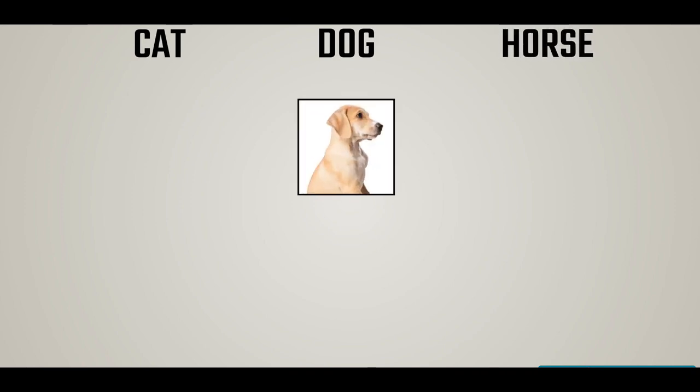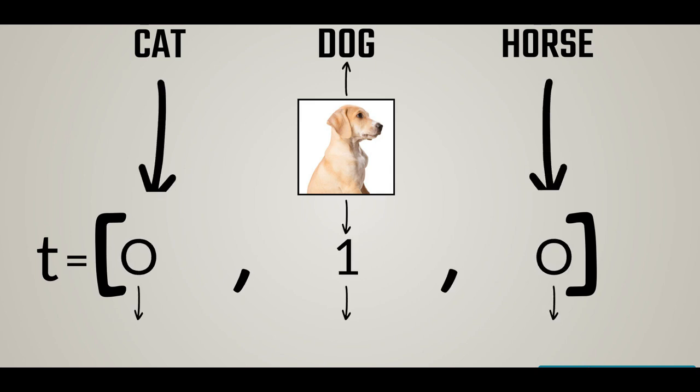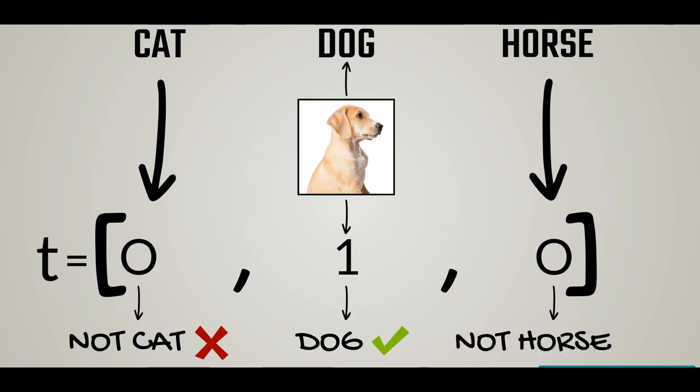The label is the target. But how does it look in numerical terms? Well, the target vector t for this photo would be 0, 1, 0. The first 0 means it is not a cat, the 1 shows it is a dog, and the third 0 indicates it is not a horse.